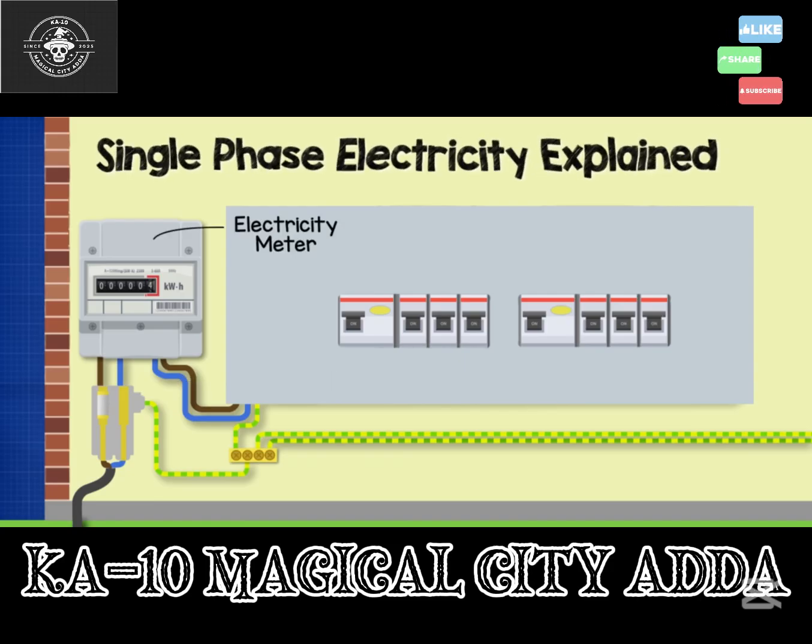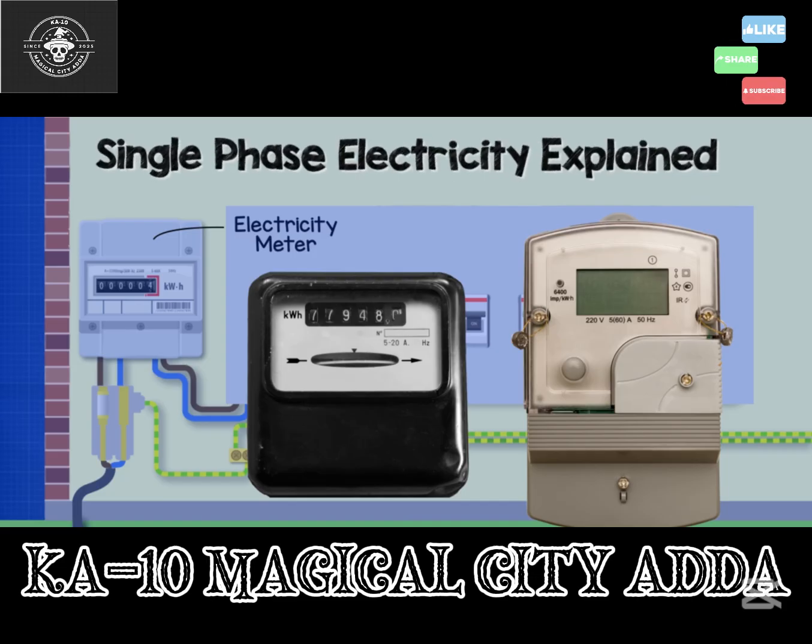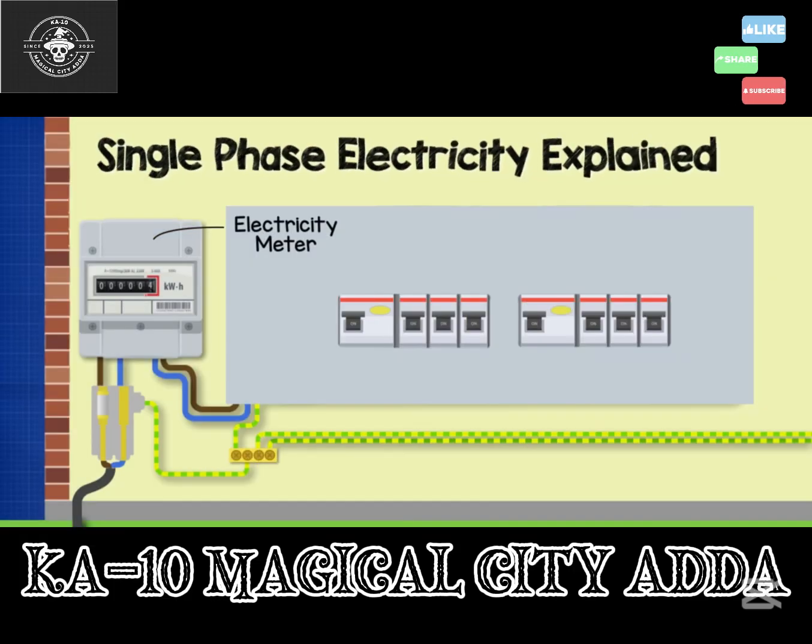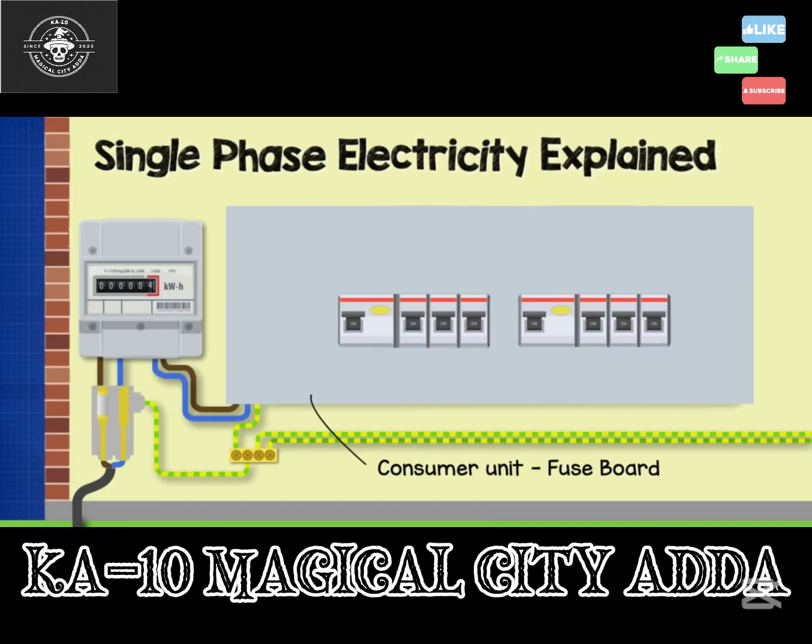The phase and the neutral then enter the electricity meter, which quantifies how much energy is being consumed. You may find that this meter is mechanical or electrical, or even a digital smart meter. There are a lot of variations of design for these. The phase and the neutral will then leave the electricity meter and enter the consumer unit or fuse board.